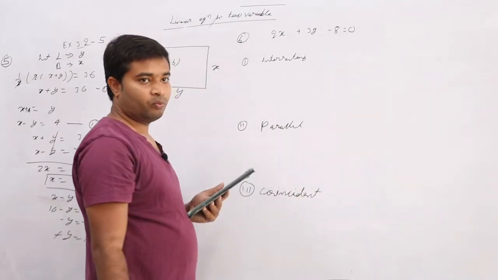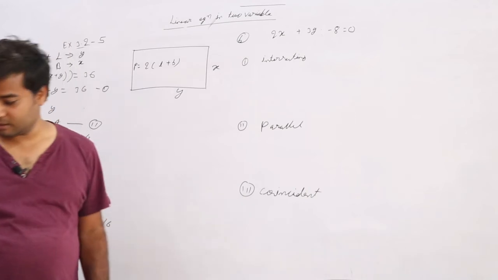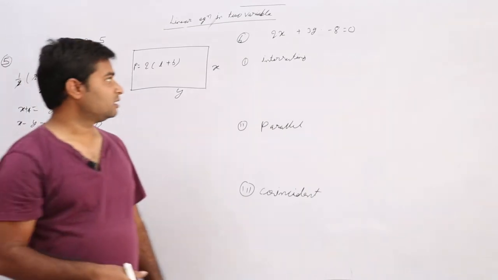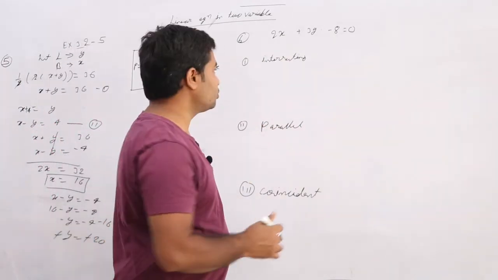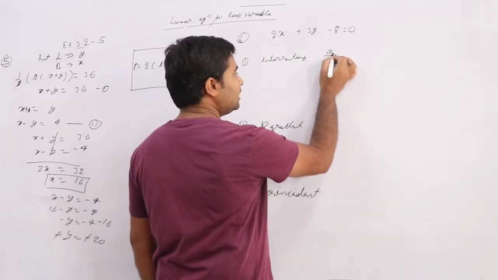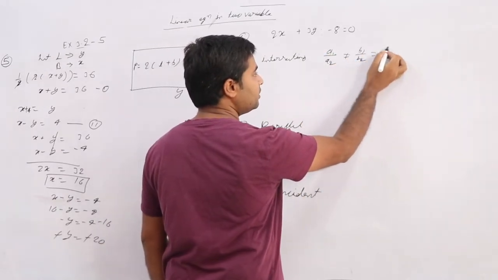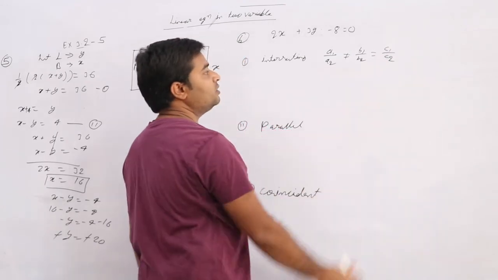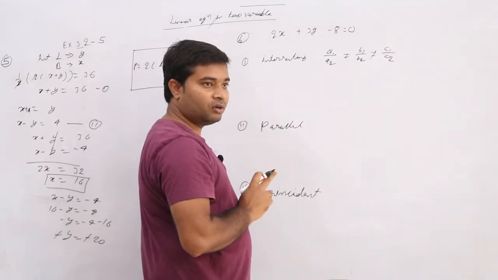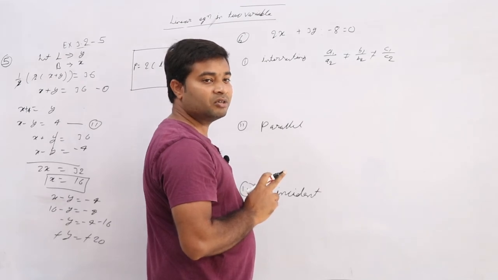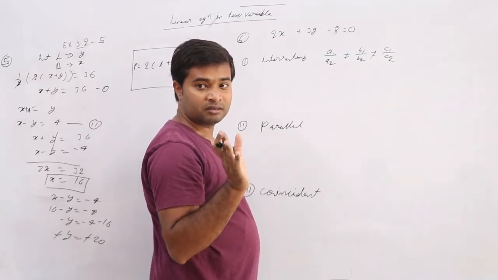Correct? One equation is given. The other one we should think. So before thinking, write the condition. For intersecting, what is the condition? A1 by A2 is not equal to B1 by B2. Yes? And for parallel, what is the condition? See in your book and speak.